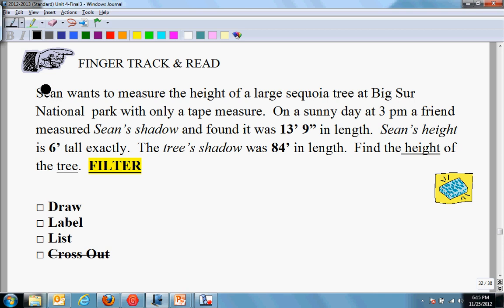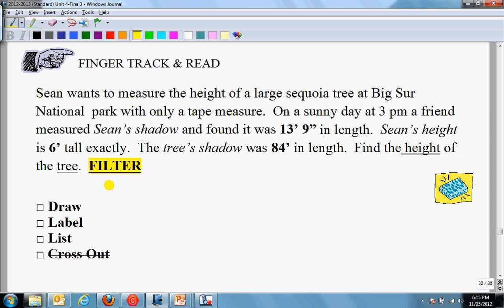So it says, Sean wants to measure the height of a large sequoia tree at Big Sur National Park with only a tape measure. On a sunny day at 3 p.m., a friend measures Sean's shadow and found it was 13 feet 9 inches in length. Sean's height is 6 feet exactly. The tree's shadow was 84 feet in length. Find the height of the tree.